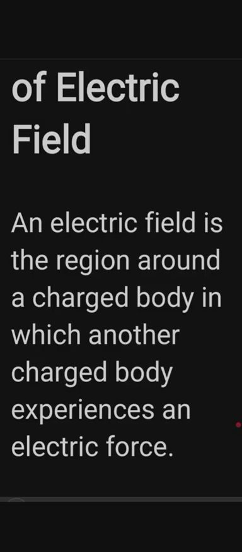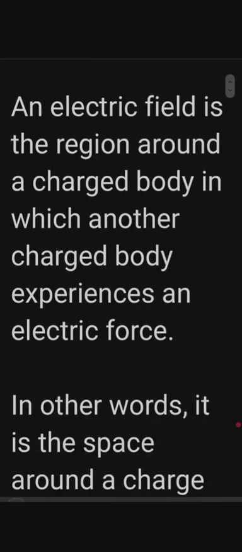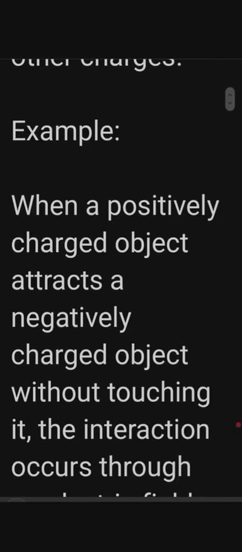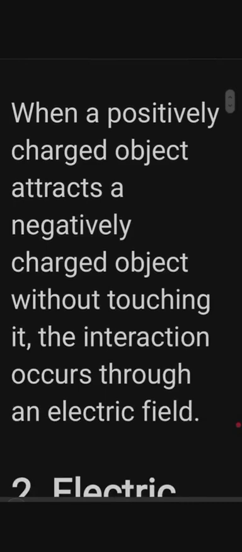So in this topic, electric field, the region that describes the area where this force is experienced, the force of attraction or repulsion, around a charged body, is what is referred to as an electric field. So an electric field is a region around a charged body in which another charged body experiences an electric force. For example, when a positively charged object attracts a negatively charged object without touching it, the interaction occurs through an electric field.